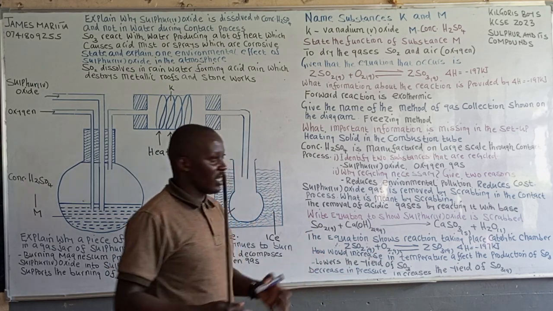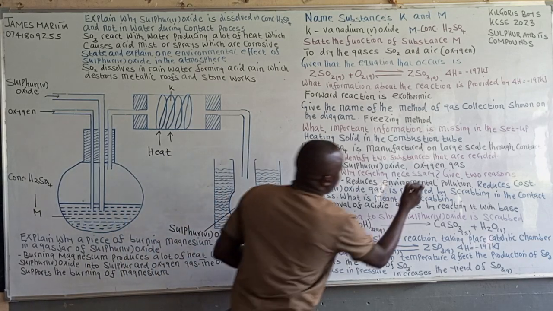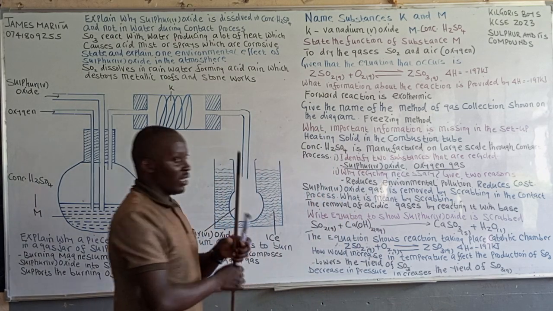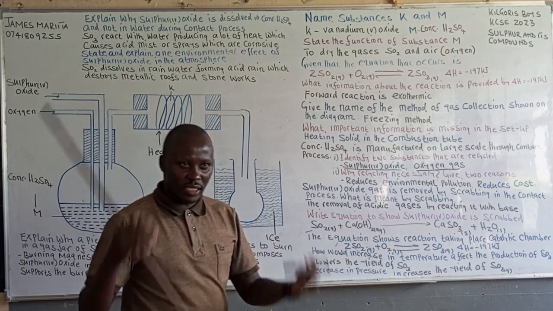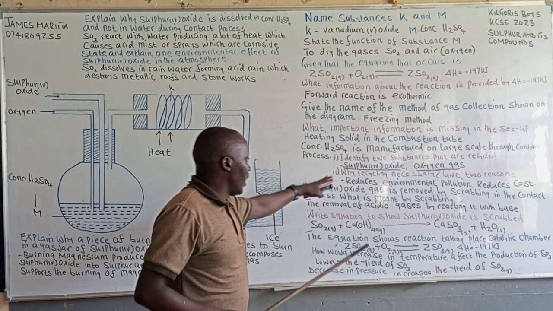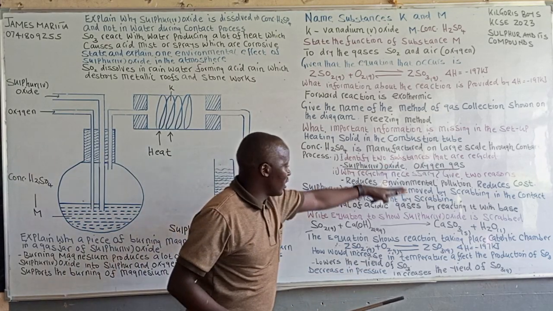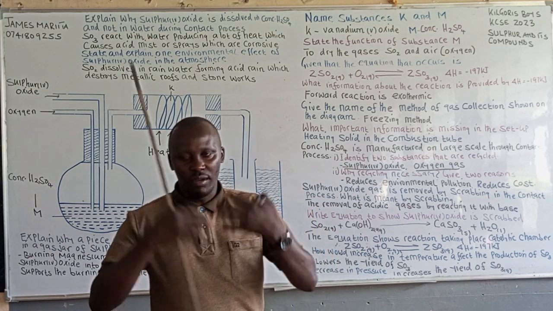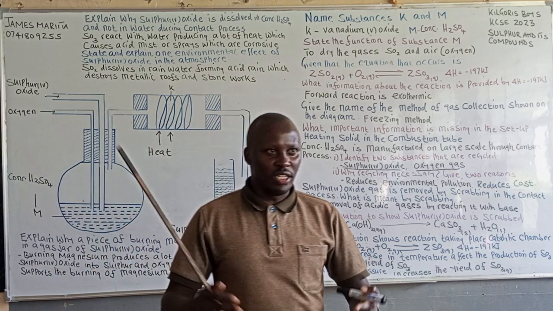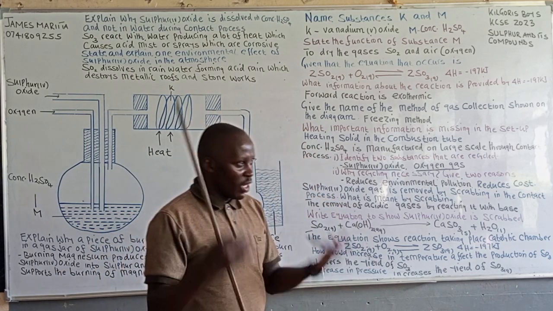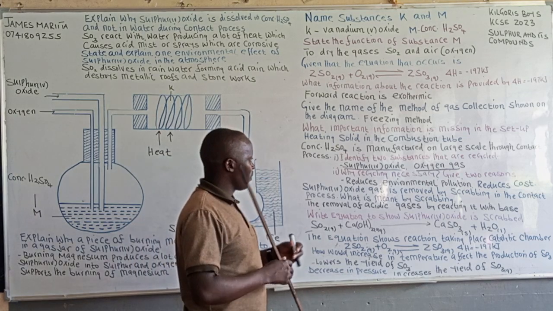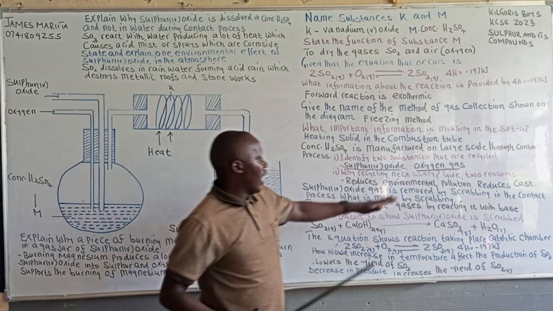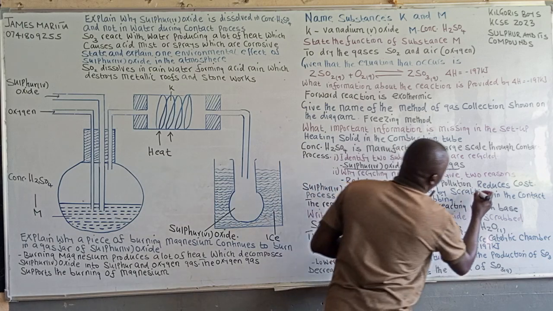So those are the two substances which are normally recycled: oxygen gas, which is air, and of course the sulphur oxide. Now, why is recycling necessary? Give two reasons. Recycling is necessary because it reduces environmental pollution, and also it reduces the cost, or makes the process more economical.